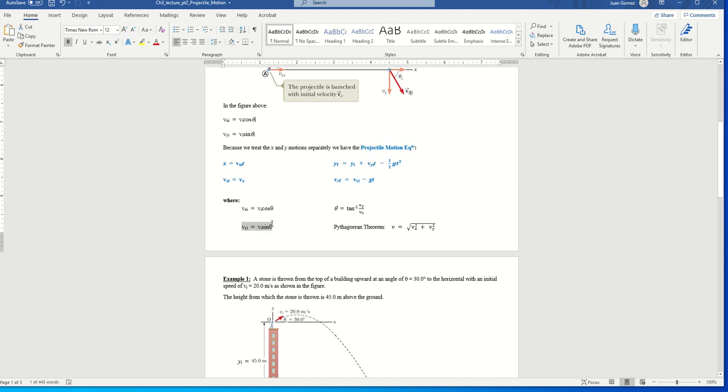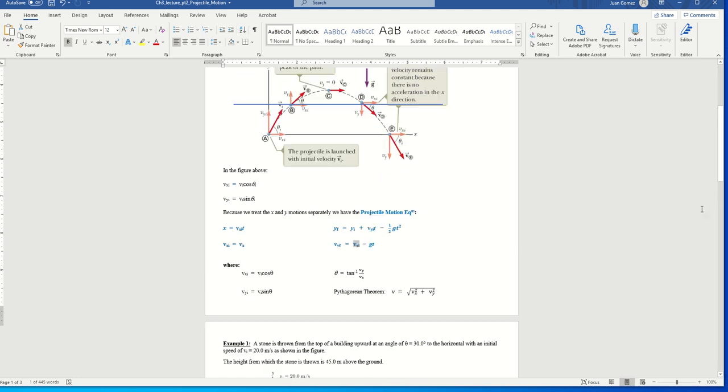Vyi is Vi sine theta. You'd be surprised how many students forget that. So right here, what is Vyi? Vi sine theta. All right. And then again, what is theta?